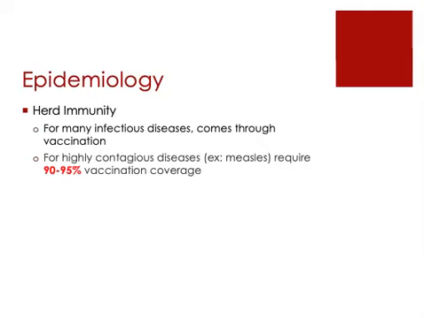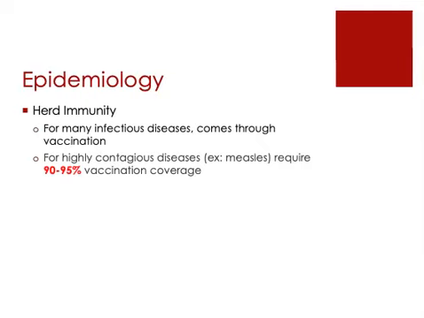Now, for many of our most serious and deadly infectious diseases, herd immunity comes through vaccination eventually. And of course, with our current pandemic, we're hoping to be able to vaccinate across the world against this coronavirus so that we can, again, achieve herd immunity on a global scale and greatly reduce the number of cases of COVID-19.